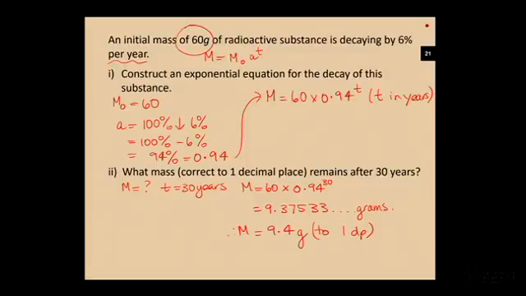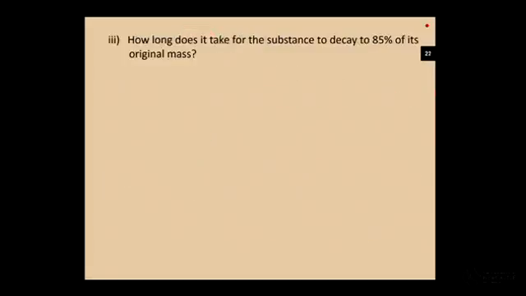The other part of this question was how long does it take? So we've got this statement, M is equal to 60 times 0.94 to the T, just carried over from the other slide. How long is asking me for a time. Does it take for the substance to decay to 85% of its original mass? So the mass I'm interested in is 85% of 60.